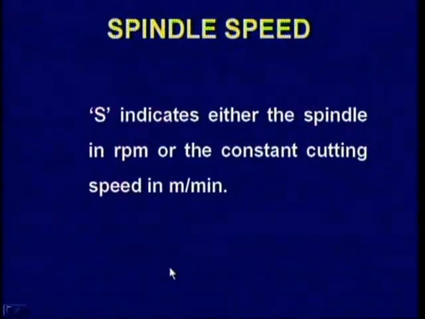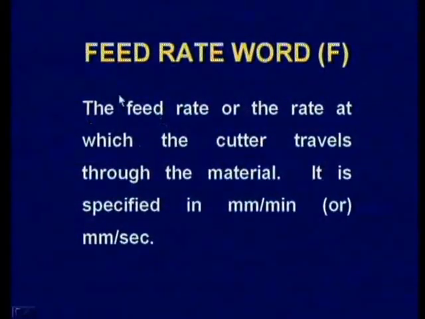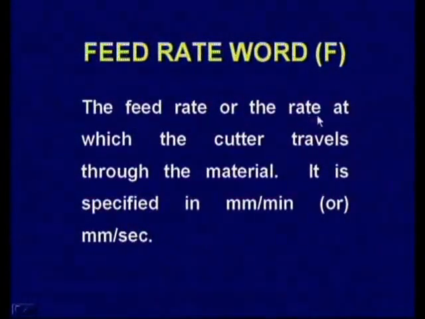Next is spindle speed. As we know, spindle speed is denoted with the S word. The spindle speed may be in RPM or a constant cutting speed in meters per minute. Next is the feed rate word. The feed rate, or the rate at which the cutter travels through the material, is specified in mm per minute or mm per second.